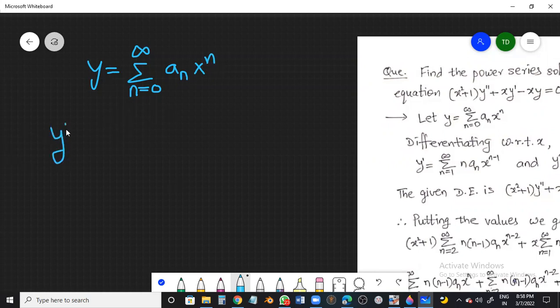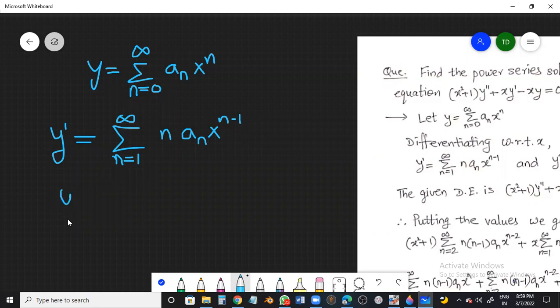I go for the first derivative. This will be summation, of course. n will come down. So it is n times an, the coefficient remains as it is. And x will be raised to n minus 1. We know the index is reduced by 1. And one more thing, the initial term was a constant term, so its derivative goes to 0. So n will start from the next, that is n equal to 1 to infinity. This is very sure.